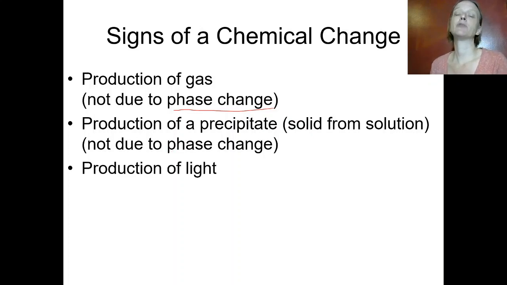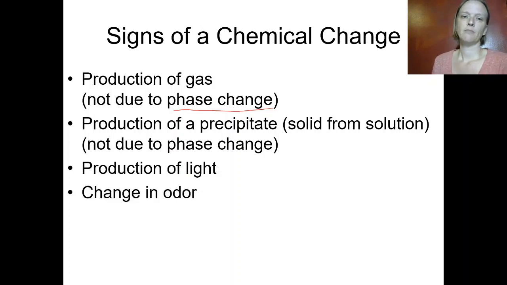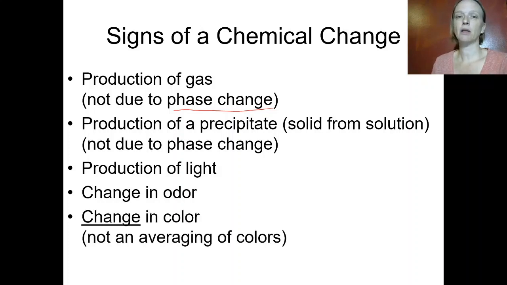If light is produced, then you have a chemical reaction. If there is a change in odor, then that is a sign of a chemical reaction. If you have a change in color, that is also a sign of a chemical change, a chemical reaction. However, you need to make sure that you don't just have an average of colors.